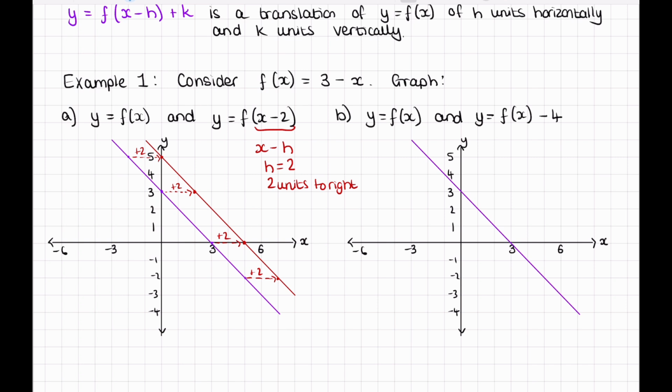Now part B, we have the original function, and this time we want the function with the minus 4 after the whole function. So it means our k would equal minus 4, which means it will move 4 units downwards. I'll just add some points here. And this time I want to go 4 units down. That's 1, 2, 3. So from when the y-axis was 5, now the y-axis would be 1.